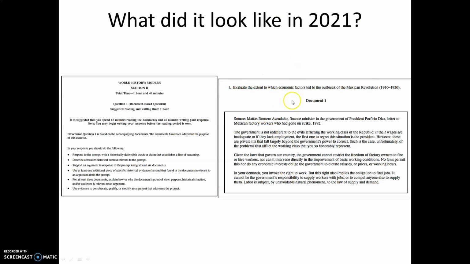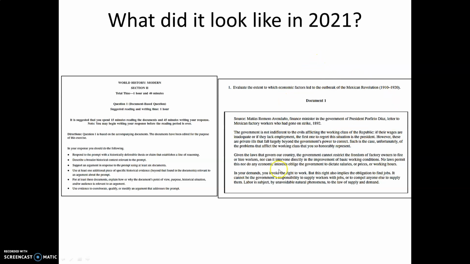Now, what the College Board has been doing is using the phrase evaluate the extent. Evaluate the extent to which economic factors led to the outbreak of the Mexican Revolution. So in this case, we're honing in on Unit 7, Global Conflict, 1900 to the present, because the Mexican Revolution is explicitly mentioned in topic 7.1, shifting power after 1900, but also 7.9, causation in global conflict.